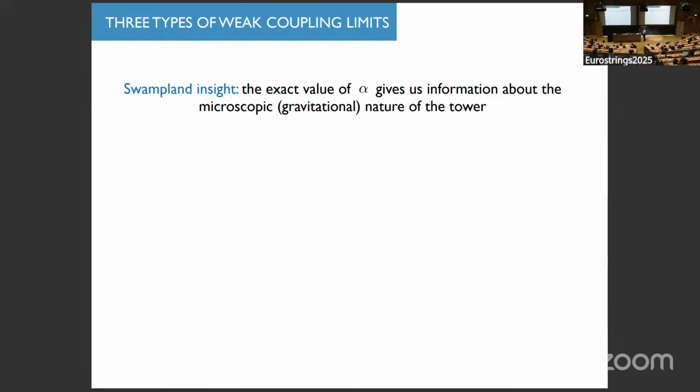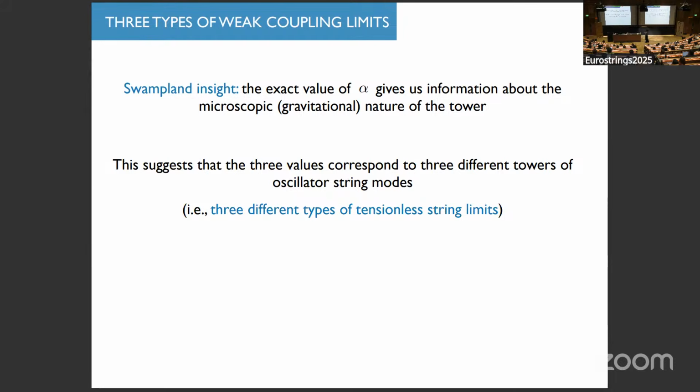So the Swampland insight is that from checking this in many compactifications, as I said, we learned that the value of alpha gives us information about the microscopic nature of the tower. This suggests that these three values correspond to three different towers of oscillator string modes, so three different types of tensionless string limits. So we can classify all the CFTs in categories depending on what is the tensionless string limit that we have.